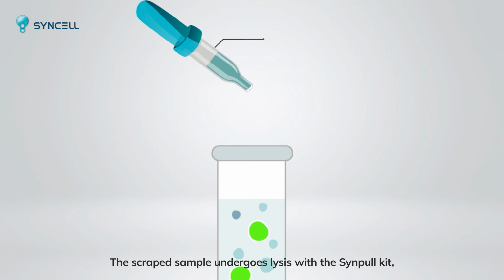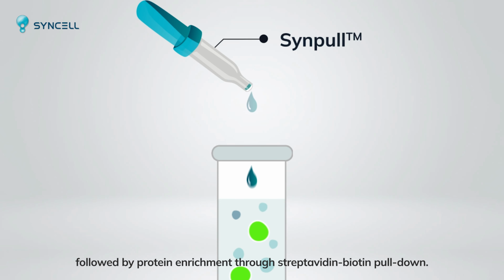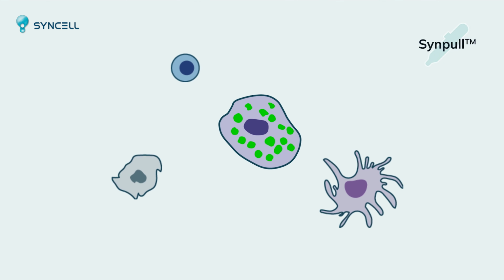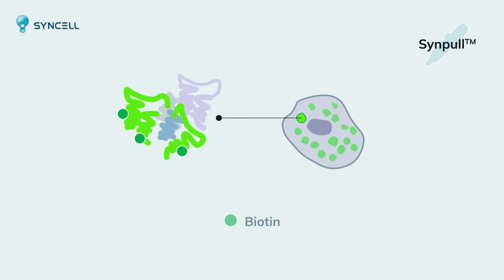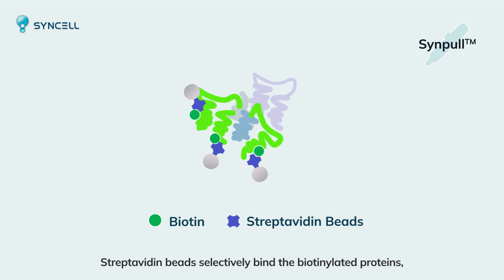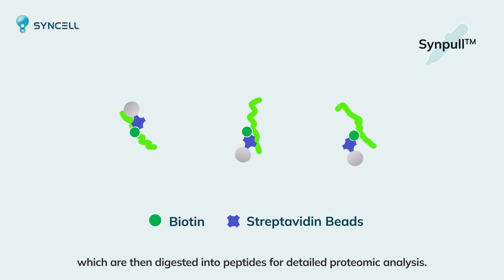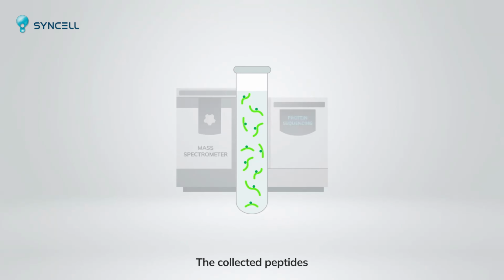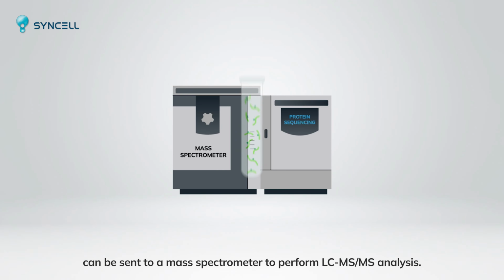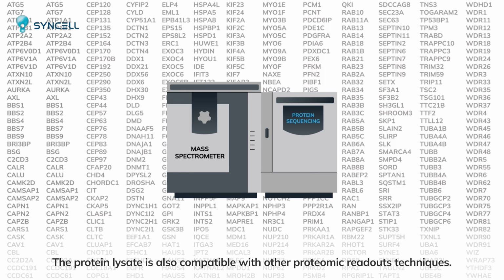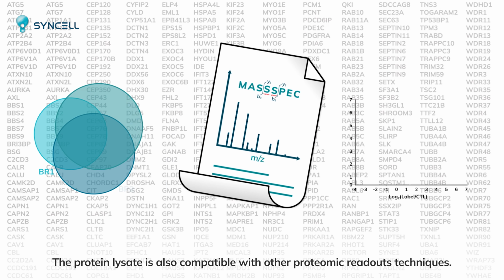The scraped sample undergoes lysis with the Synpool kit, followed by protein enrichment through streptavidin biotin pull-down. Streptavidin beads selectively bind the biotinylated proteins, which are then digested into peptides for detailed proteomic analysis. The collected peptides can be sent to a mass spectrometer to perform LC-MS analysis. The protein lysate is also compatible with other proteomic readout techniques.